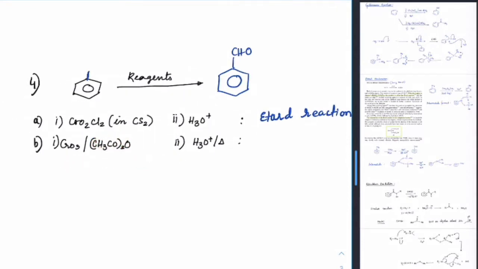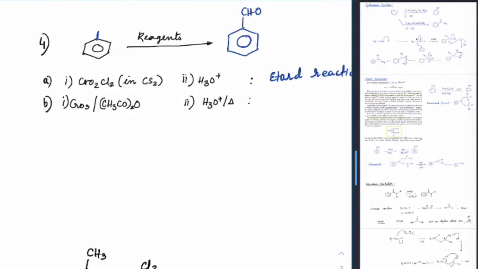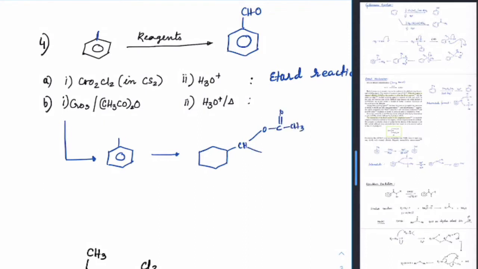Instead of chromyl chloride, I am taking CrO3 in the presence of anhydride, and again hydrolysis, same thing. In both the cases, we will see that this goes through an intermediate. I am taking the B part of it. This goes through an intermediate like this, so we will get CH(OC(=O)CH3)2, that is, O, C double bond O, CH3 twice.